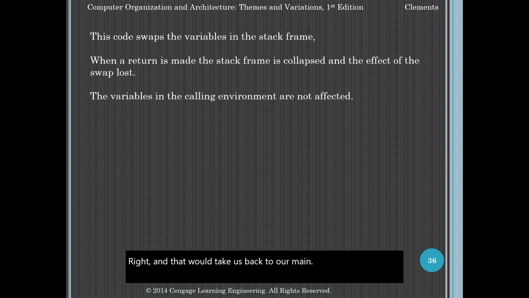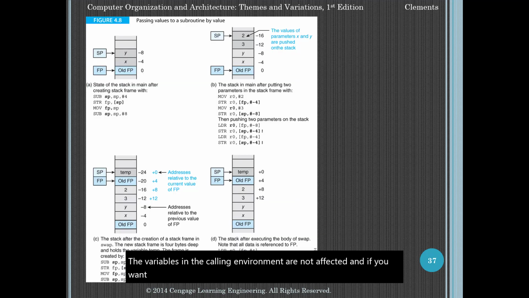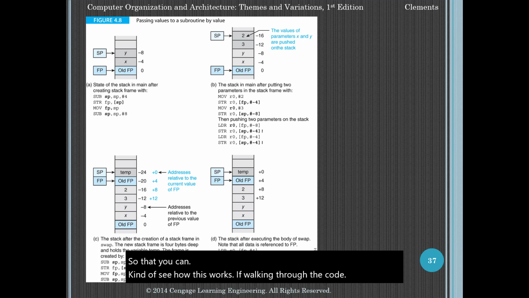So as you can see, here's the point. When a return is made, the stack frame is collapsed and the effect of the swap is lost. The variables in the calling environment are not affected. And if you want to walk through this visually, there's one of these figures that walk through the whole swap operation so that you can see how this works if walking through the code wasn't helpful.